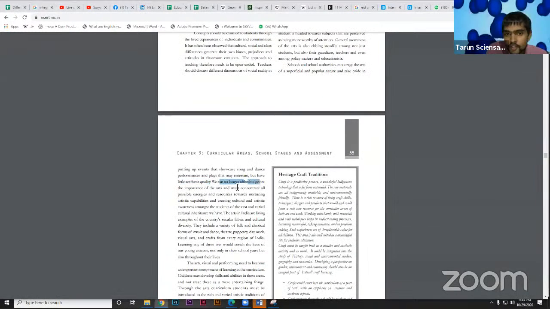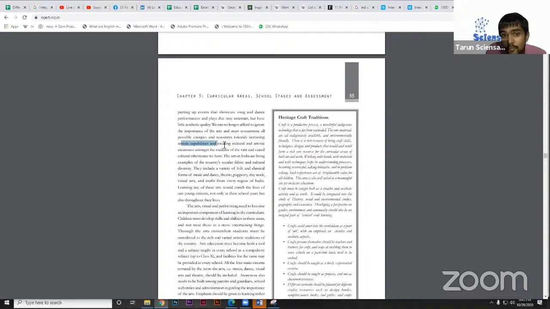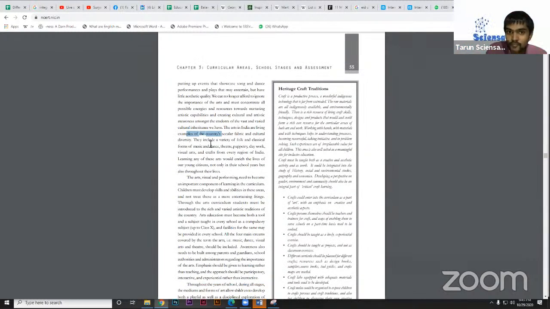We can no longer afford to ignore the importance of arts and must concentrate all possible energies and resources towards nurturing artistic capabilities and creating cultural and artistic awareness among students of the vast and varied cultural inheritance we have. The arts in India are a living example of the culture of the country's secular fabric and cultural diversity. They include a variety of folk and classical forms of music and dance, theatre, puppetry, clay work, visual arts and crafts from every region of India.